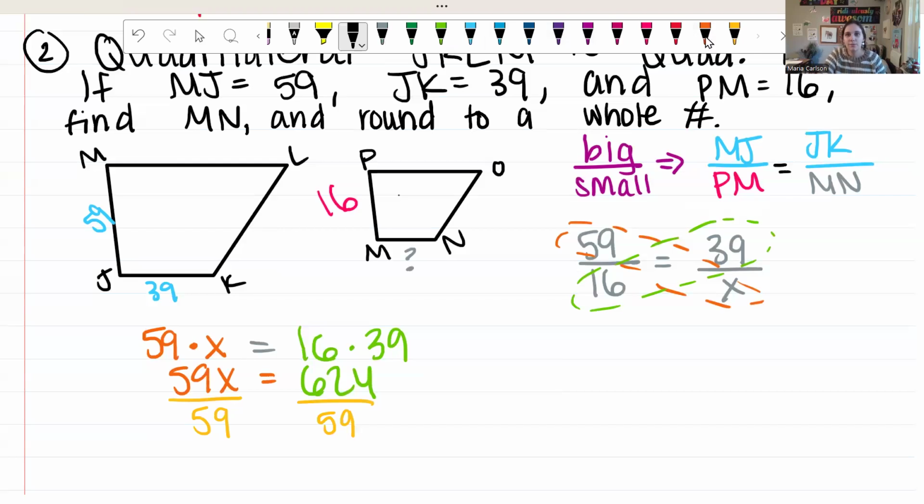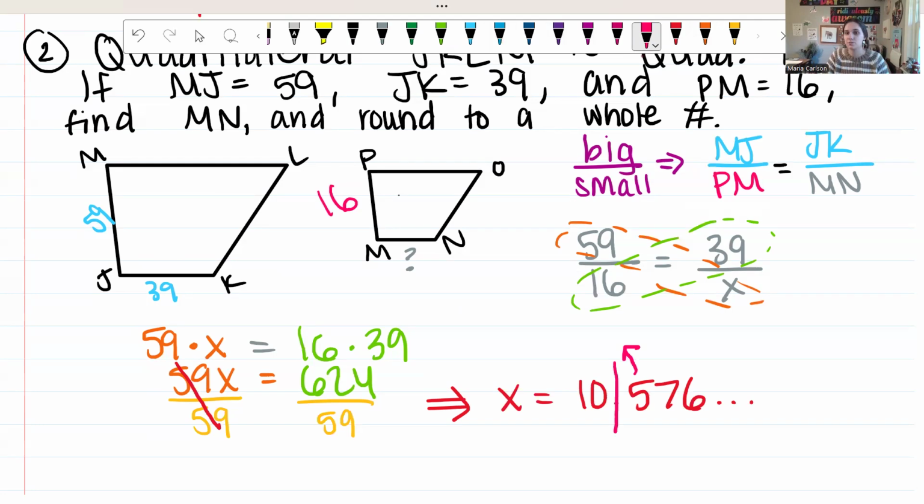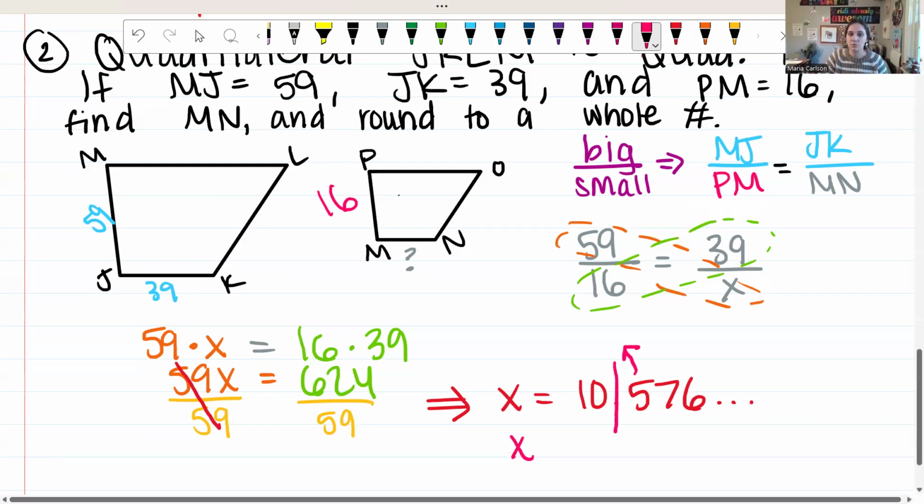If I divide both sides by 59, they'll cancel on the left, leaving us with just x is equal to 624 divided by 59, which is 10.576 dot, dot, dot. So this can be rounded to the nearest whole number. I don't want anything past the decimal, so I'm going to chop it off after the decimal, and the 5 is large enough to have us round that 10 up. So x here is approximately 11. Or the side length MN is approximately 11.